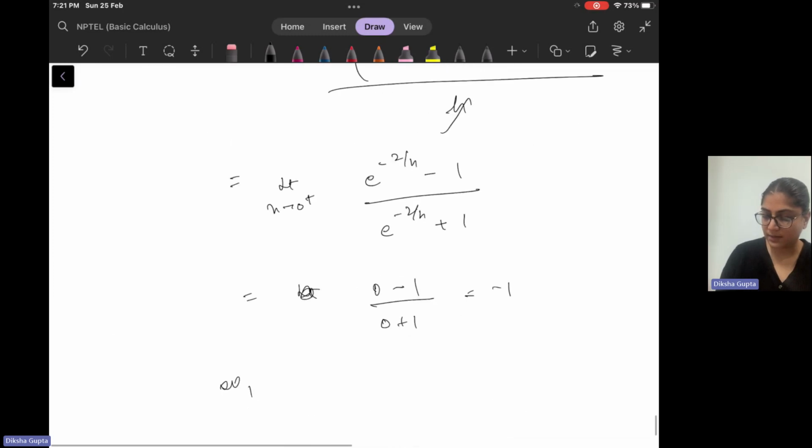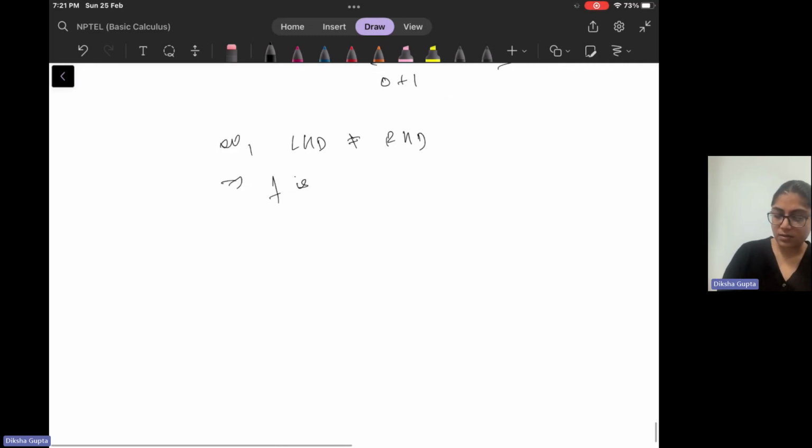And the left hand derivative is minus 1. So left hand derivative not equal to right hand derivative implies f is not differentiable at x equals 0.